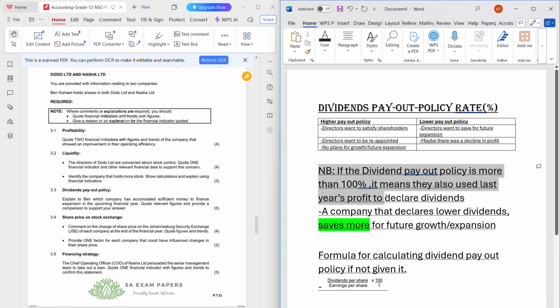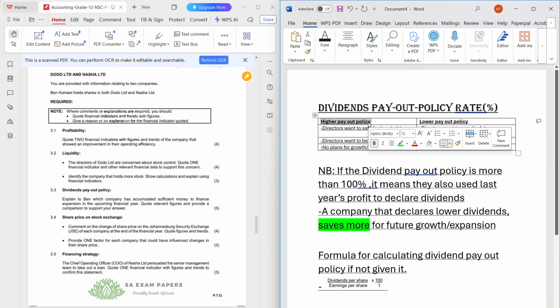These are the reasons that you're going to use to comment on why they choose to pay a lower dividends. You're going to come here and comment on what the directors did. Then if they pay a higher dividends, you also have to come here, and you have to memorize this so that you can be able to make conclusions.